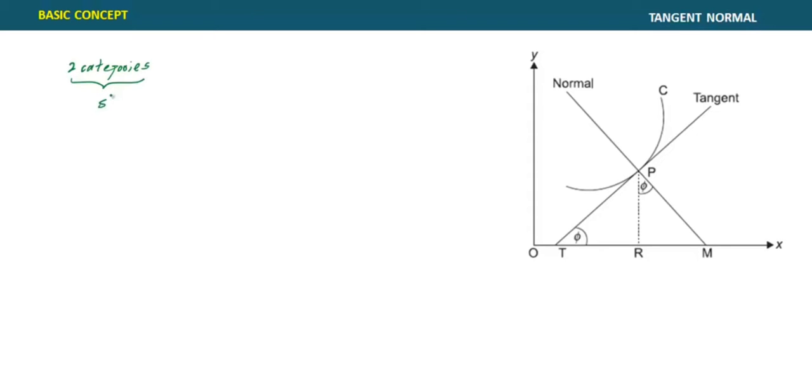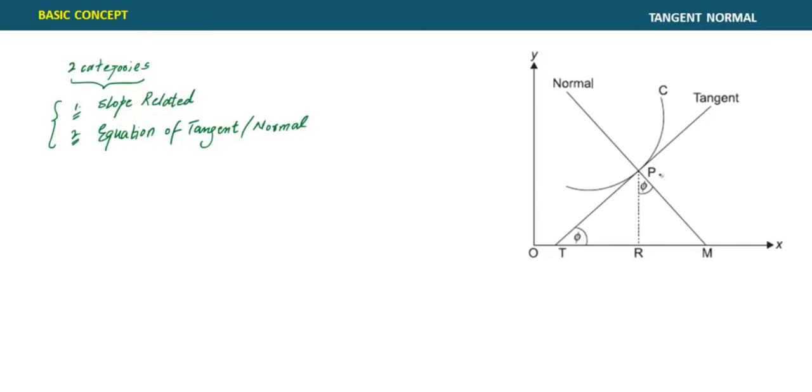Either they will ask you slope related problems, where the slope is related to the tangent or to the normal, or they will ask you equation related problems, equation of tangent or equation of normal. These are the two things that are being asked in this particular concept, apart from the angle between the curves and the length of tangent and subtangent, which we'll do a bit later.